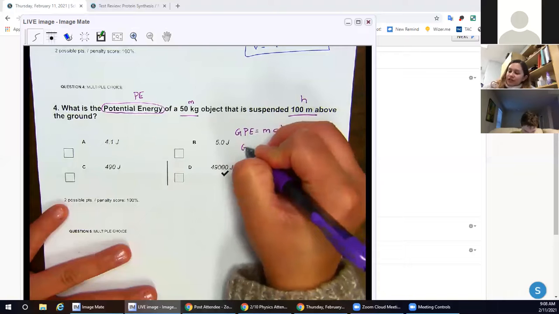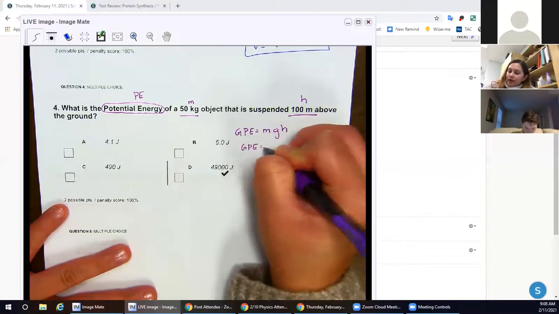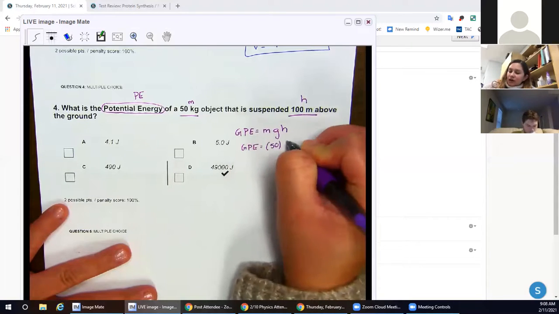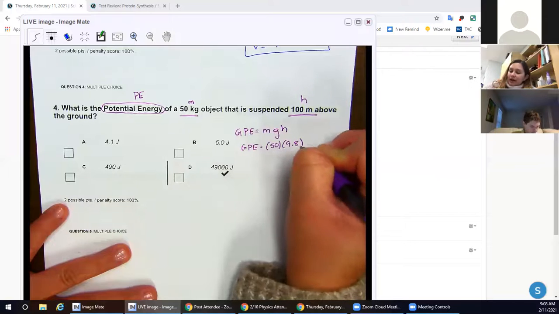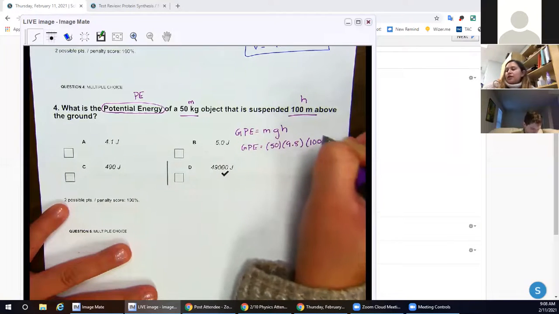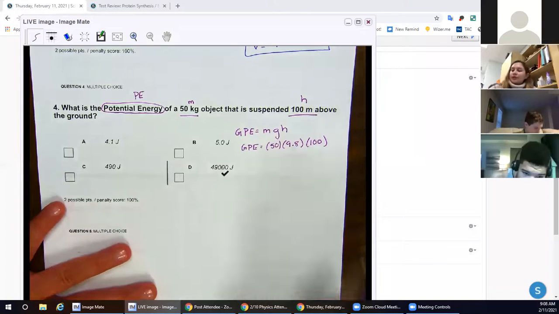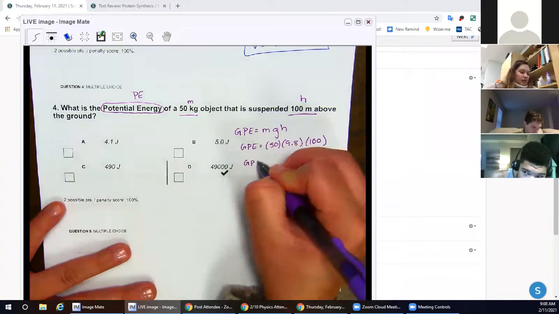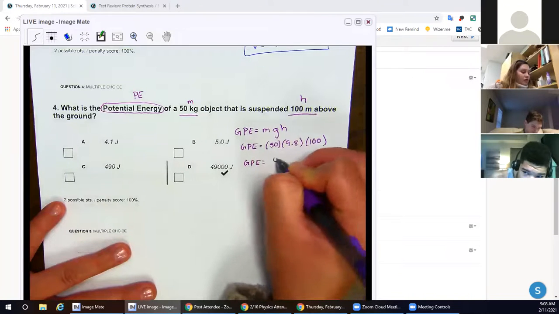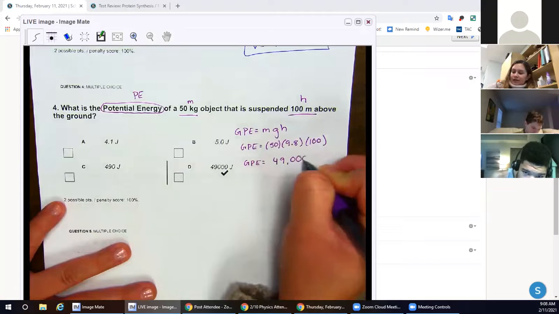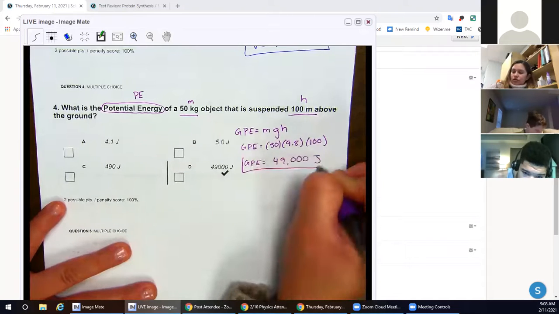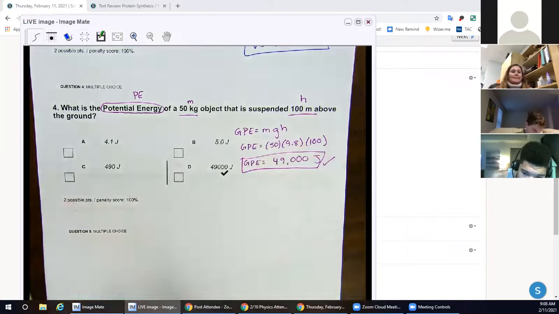So we're looking for GPE. Mass is 50, gravity is always 9.8, and our height is 100. All you need to do is multiply all three of those. So your GPE is 49,000 joules. Any questions on 3 or 4? All right, let's keep going.